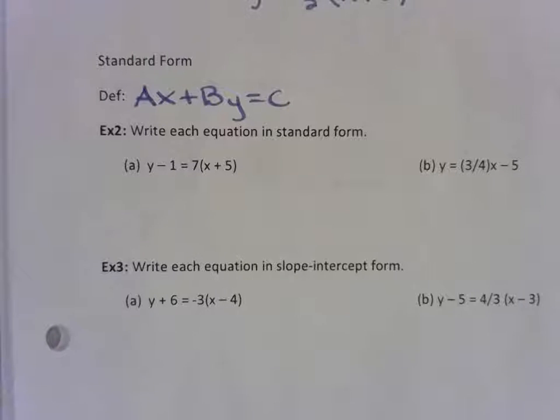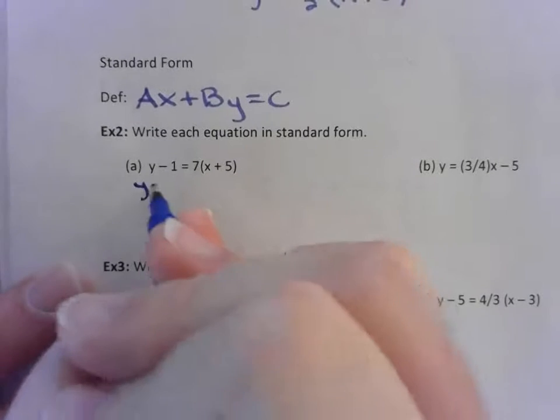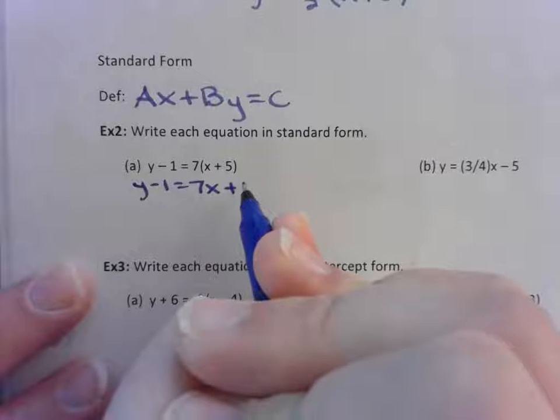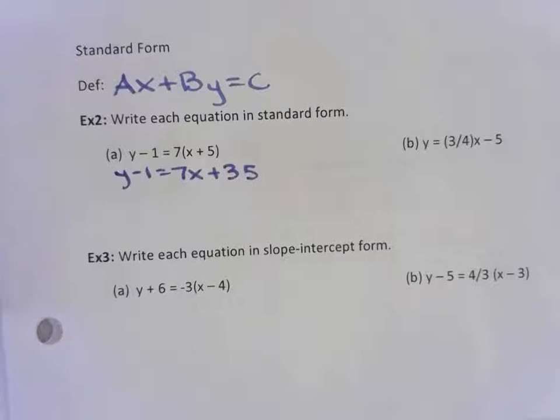I want to get this in standard form. So as I look at this, we need to manipulate this equation to get x and y on the same side equal to a constant. It's in point-slope. So what do I do first to this equation to start the process of getting x and y on the same side? Distribute what? 7x. Okay. So if I distribute the 7, what will I get? 7x plus 35.